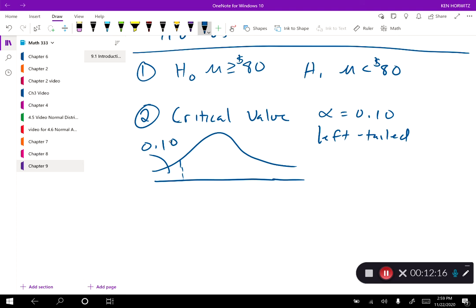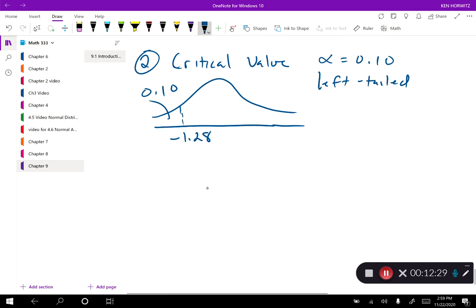All right, hopefully you looked up that area. I got negative 1.28, and there is my border between my rejection and my non-rejection region. All right, so now the third step is we need our test value. And this is where all that data comes into play.